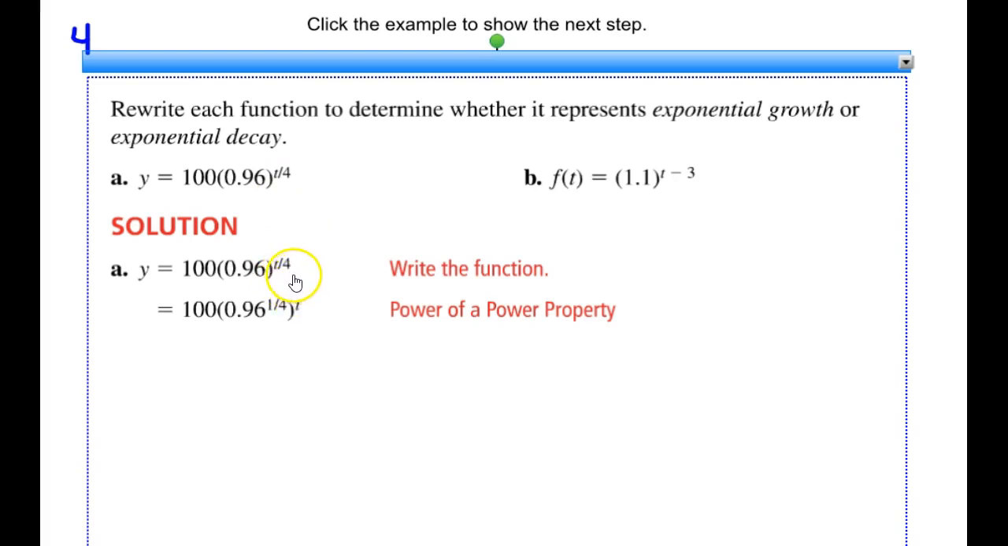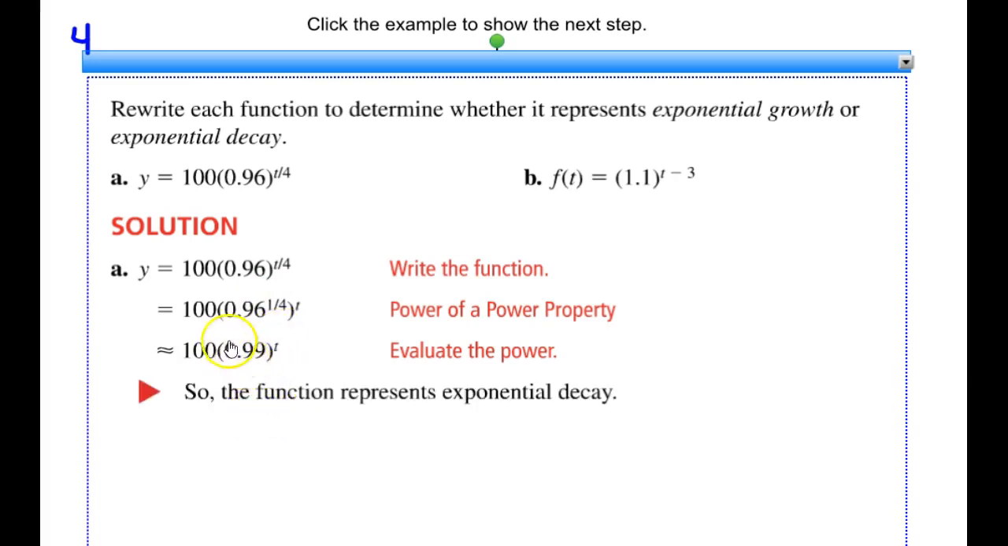But knowing the properties of exponents, which we've worked on in this chapter, I can rewrite this function and help me solve. So I know that t divided by 4 is the same thing as 1/4 times t, and so I can use the power of a power property to undo that. And then I can evaluate this power. And by doing this, I just put it in my calculator, right? 0.96 to the 1/4 gives me approximately 0.99. But now my exponent is just a t, which is what I wanted. So I see that this part inside my parentheses is less than 1, so I have a decay function. So let's go ahead and look at b.